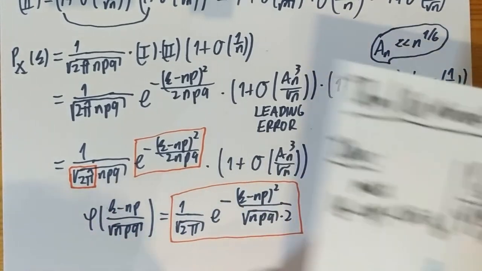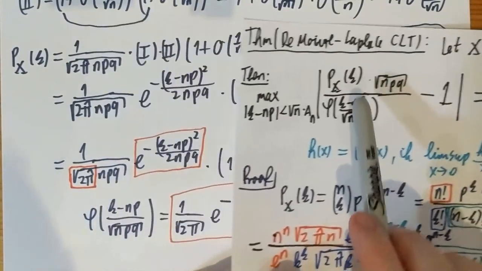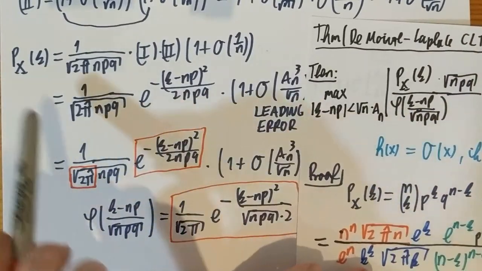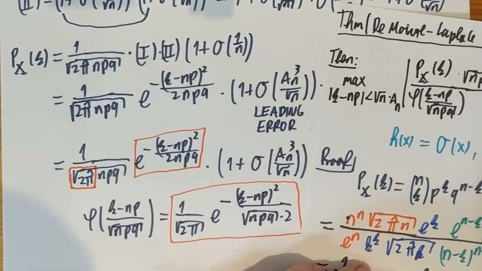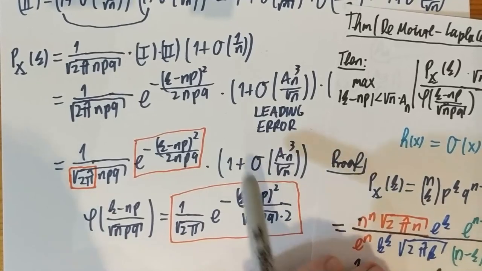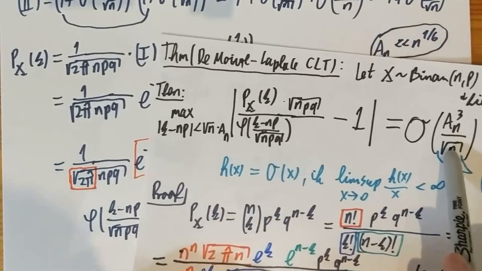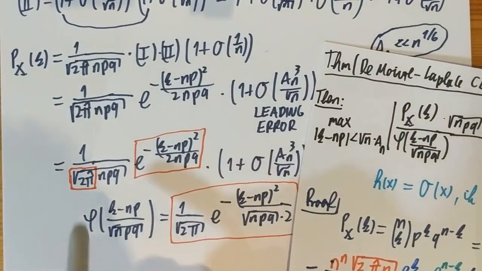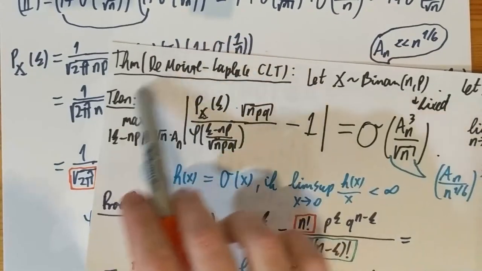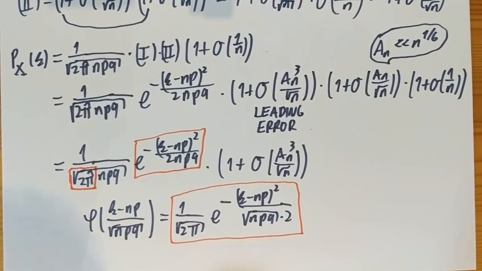And what did we want to prove? This is what we wanted to prove. We wanted to prove that the mass function over phi, so the mass function over phi times square root of npq, is close to 1. How close? Well, this close, big O of an cubed over root n. So if you look carefully what we got to, then except for the constant pi and pi hat being equal, we actually proved DeMoivre-Laplace. Okay, so that's the end of the proof, except I still didn't tell you why pi is equal to pi hat. But that's coming in the next video.